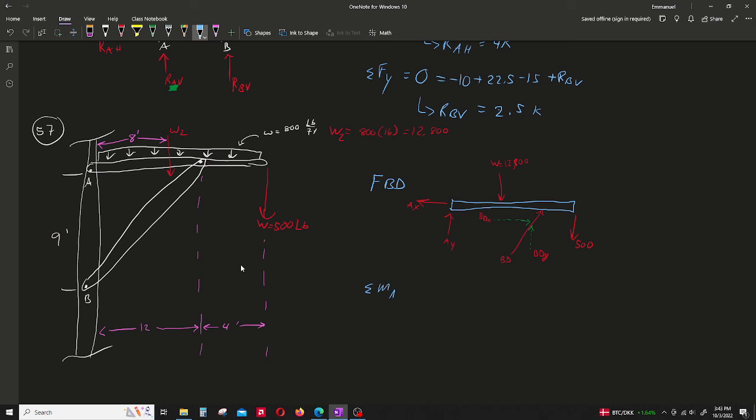Sum of the moments about A is going to be equal to minus 12,800. Remember, sum of the moments to find reactions is the easiest thing to do. That's going to be times 8 plus BDY times 12 minus 500 times 16, all equal to 0. And therefore, one equation, one unknown, BDY equal to 9,200 pounds.